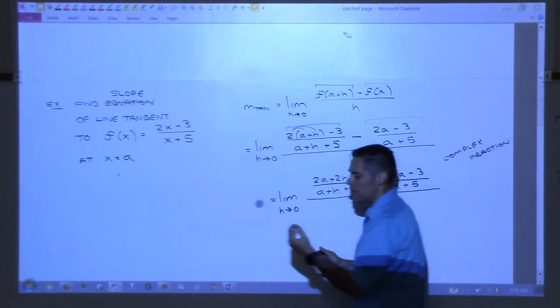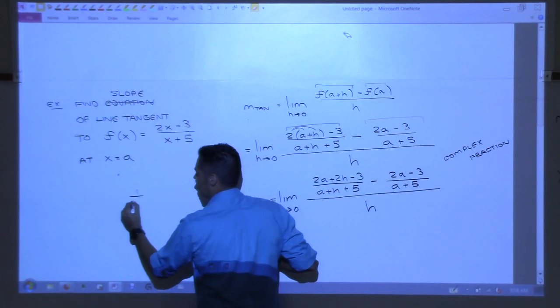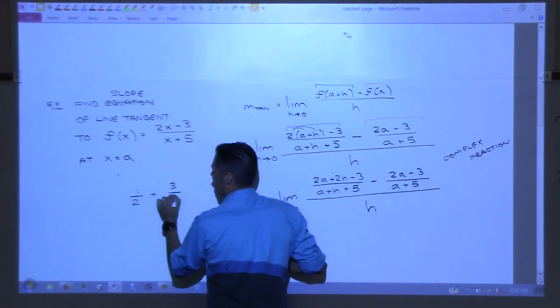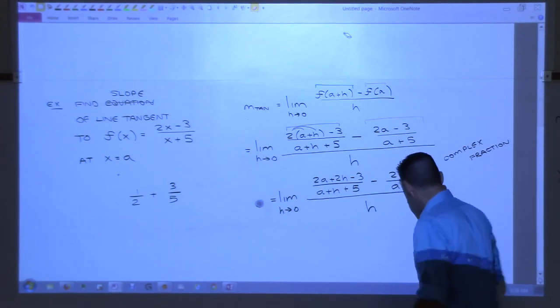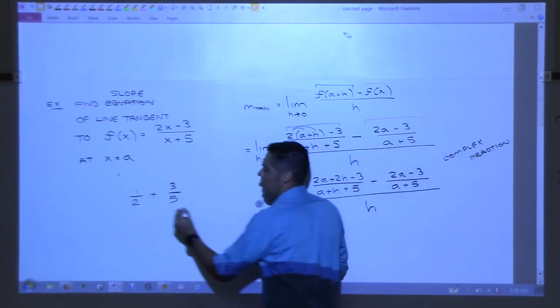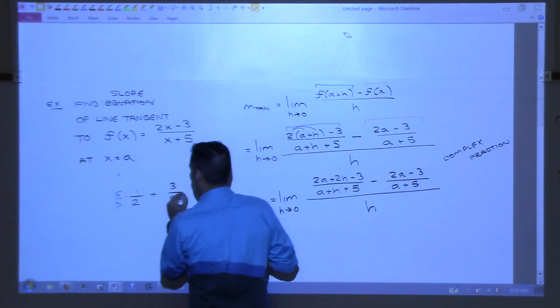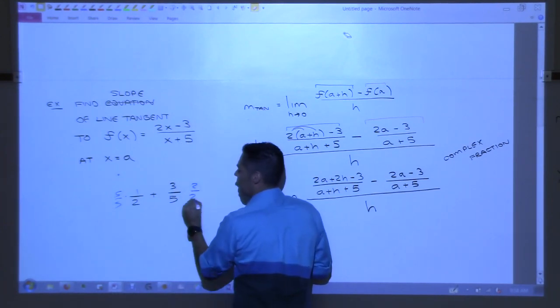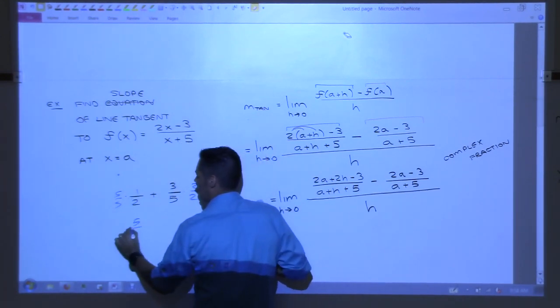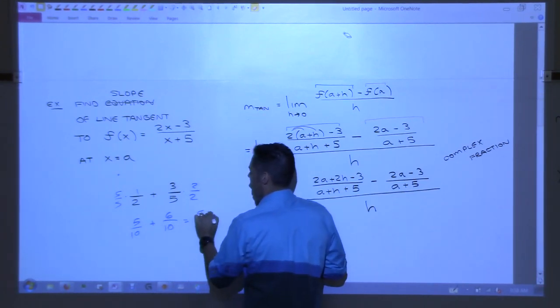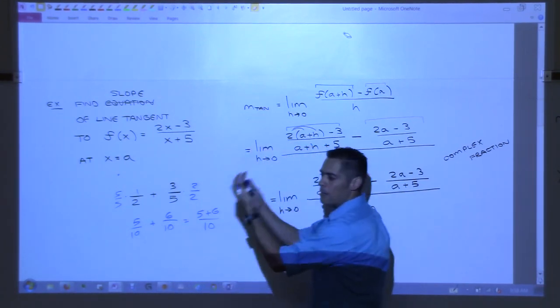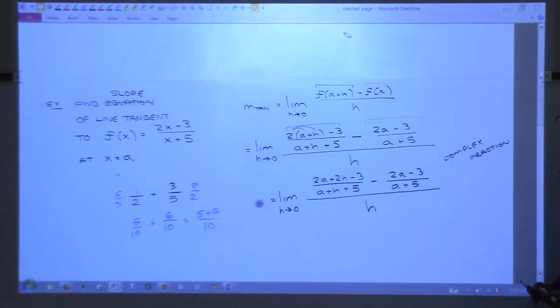So you have to go back and remember, how do we add fractions? If you have 1/2 plus 3/5, if I wanted to add those, you would need a common denominator, right? So I would have to multiply the top and bottom here by 5, and the top and bottom here by 2. Then this would become 5/10 plus 6/10. And then you can put that together as (5 plus 6) over 10. So that's how we combine fractions together, right? We have to do the same thing here.